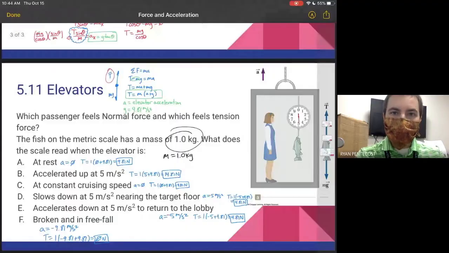All right, so that's all we have for this video on force and acceleration. Next video, we will talk about tension and all the different ways that tension can get involved in our problems.